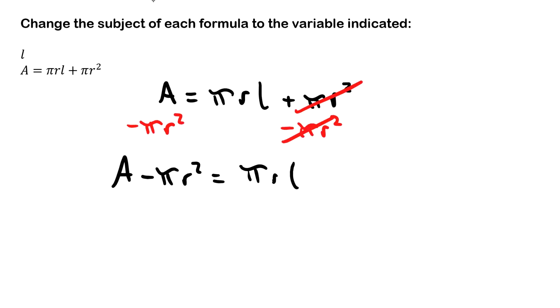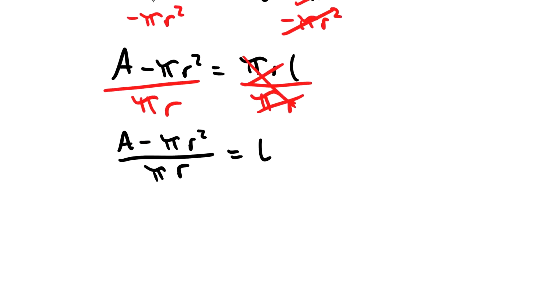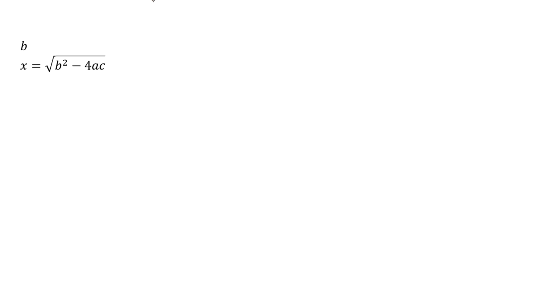The next thing to note is that, remember, this pi rl is really pi times r times l, but for this case I can actually just divide by what I want to move, which is the pi and the r, and do the same over here. That crosses those out and I'm left with a minus pi r squared all over pi r equals L. And if you want to be a little tidy, you want to rewrite it as L equals a minus pi r squared over pi r. All right, we'll look at this one.